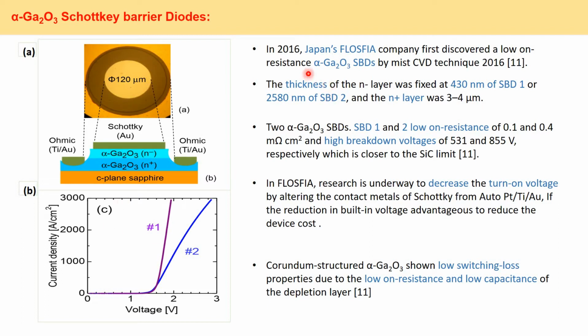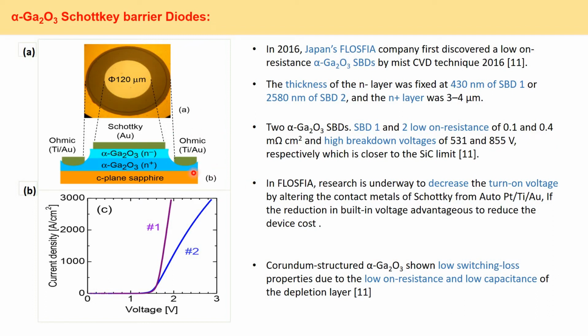So in 2016, the Japanese company Flosfia first demonstrated the alpha gallium oxide Schottky barrier diode by the mist CVD technique, and there are two devices, SBD1 and SBD2. Their thicknesses are 30 nanometer and 2580 nanometer, meaning the n minus layer, and the n plus layer is 3 to 4 micrometer. They found low on-resistance of 0.1 and 0.4, as well as high breakdown voltage of 531 and 855 volts, which is very close to the silicon carbide limit.